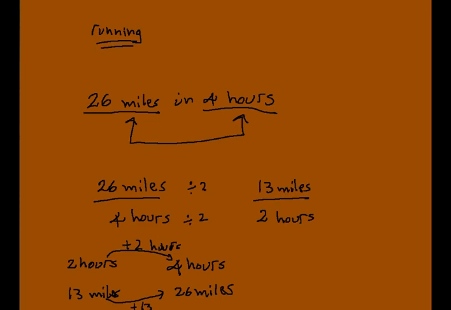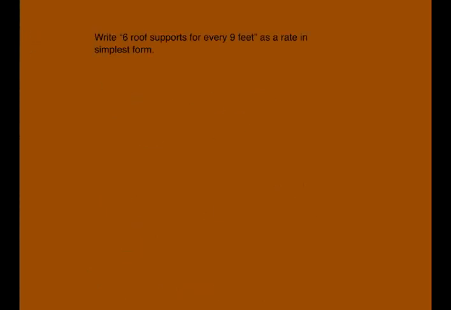So let's look at a problem here. They say write 6 roof supports for every 9 feet as a rate in simplest form. Again, the first thing you check is that they have different units. So that's the only way to write a rate, because for a rate, they have different units. This is supports and this is feet. So again, the way to write a rate is to write it as a fraction.